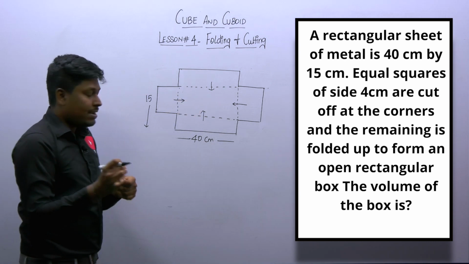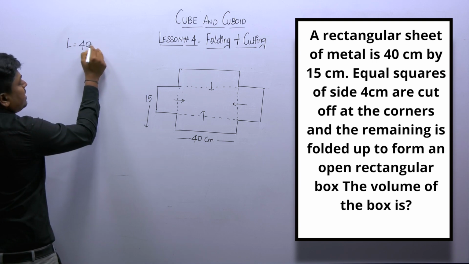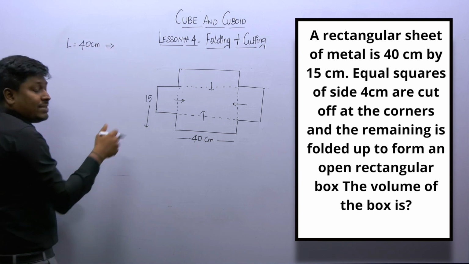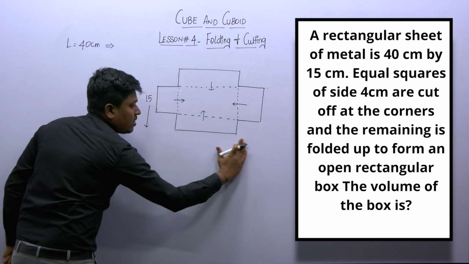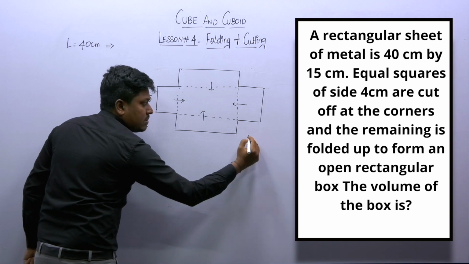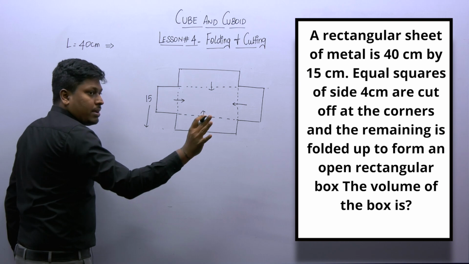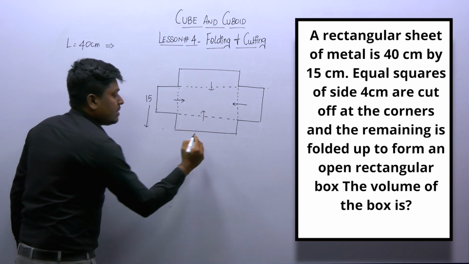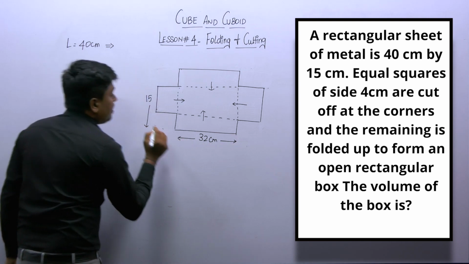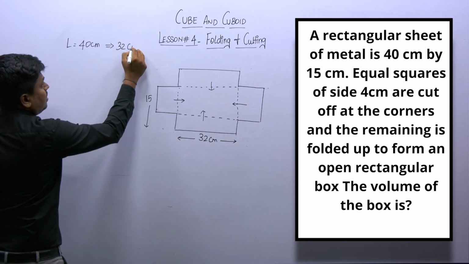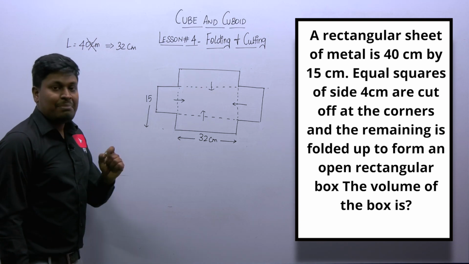So friends, listen here. According to the question, the length they have given is 40 cm. But now after cutting these areas, what is the length of the box? Total is 40. We have eliminated 4 and we have eliminated 4. So totally 8 cm gone. So 40 minus 8 will be 32 cm. So 32 cm will be the length of the box. Got it or not? So after the square region is cut, 32 cm will be the length of the box.